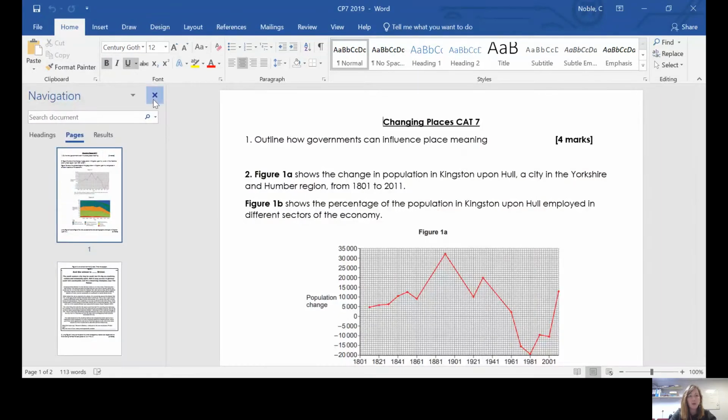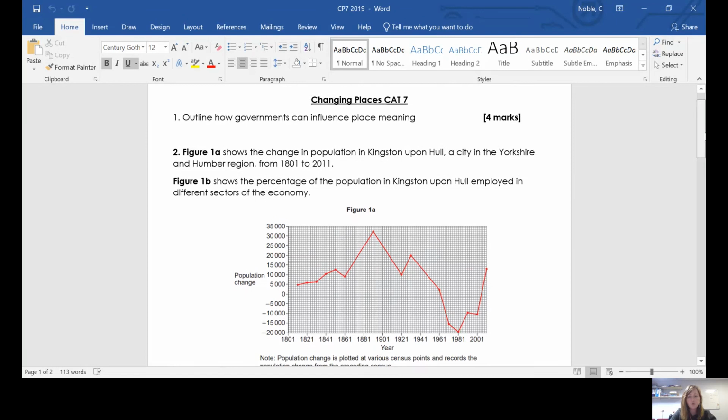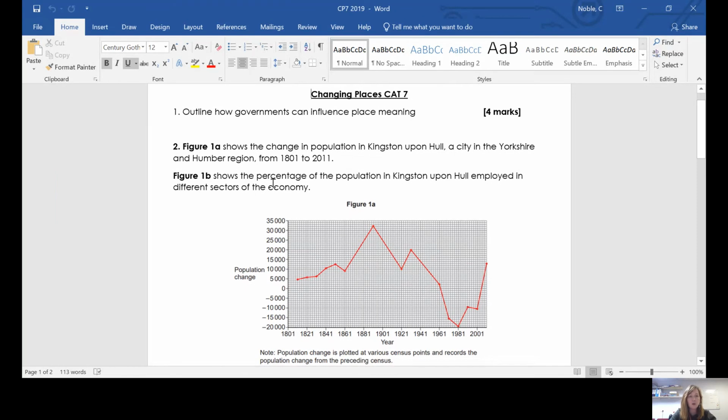I'm going to bring up the CAT questions on the screen in just a second, and then I'll talk through how you might go about answering them. So the first question, which is a 4-mark question, asks you to outline how governments can influence place meaning.